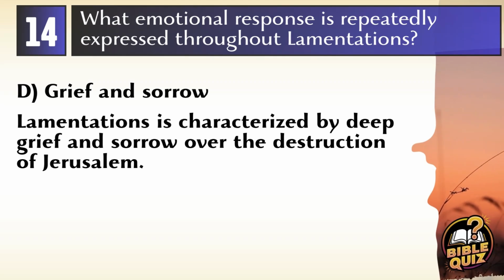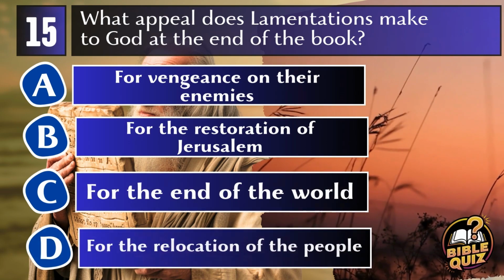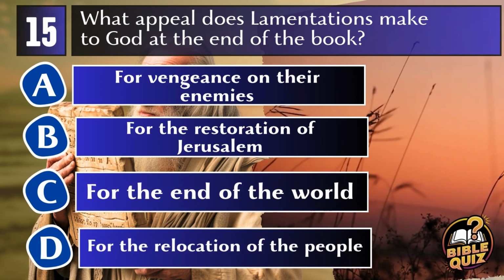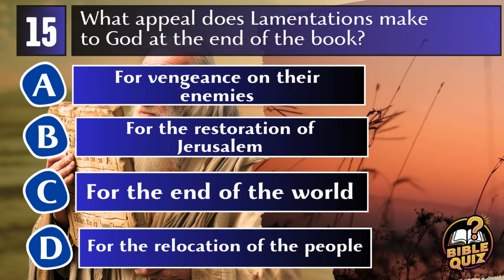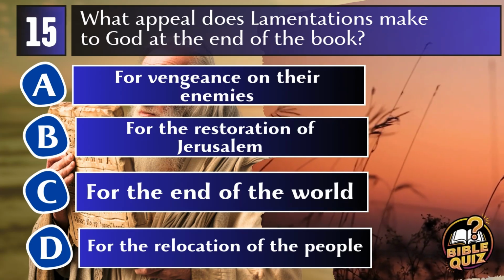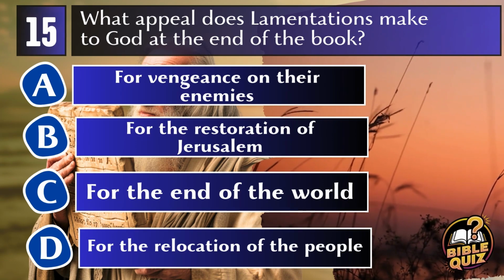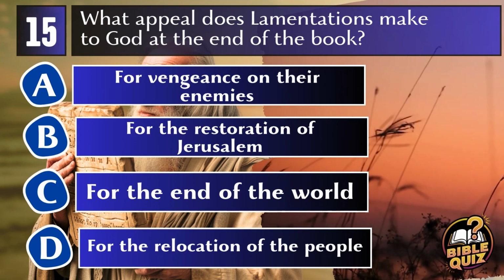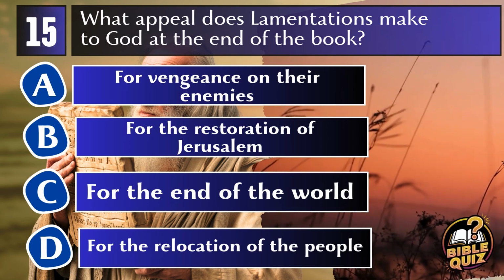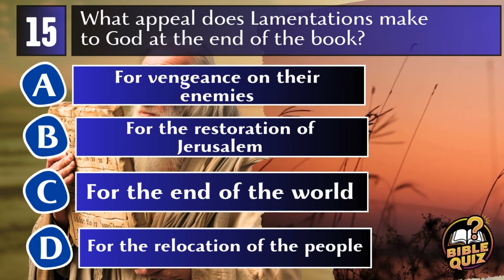The dominant emotional response throughout Lamentations is intense grief and sorrow, reflecting the profound loss and devastation experienced by the inhabitants of Jerusalem. Question 15. What appeal does Lamentations make to God at the end of the book? A. For vengeance on their enemies. B. For the restoration of Jerusalem. C. For the end of the world. D. For the relocation of the people.